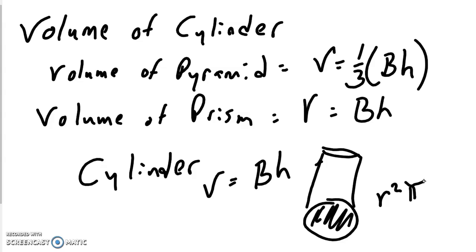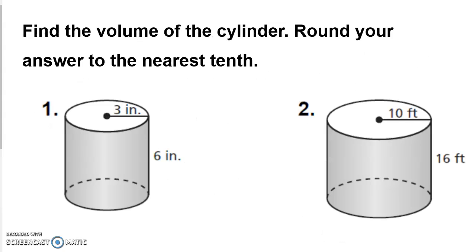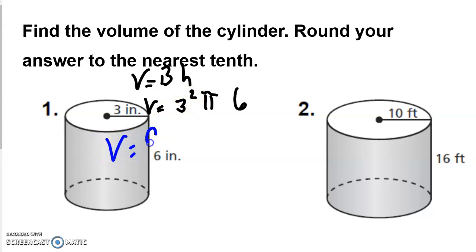Okay, so let's go ahead and put that into practice. Here we go. So here's a cylinder. I know that I want the volume equals the area of the base times the height. So in this one, we're talking about the radius, which is 3 squared, multiplied by pi, multiplied by 6. So putting it all together, volume equals 3 squared is 9 times 3.14, which gives you the area of the base, multiplied by the height.